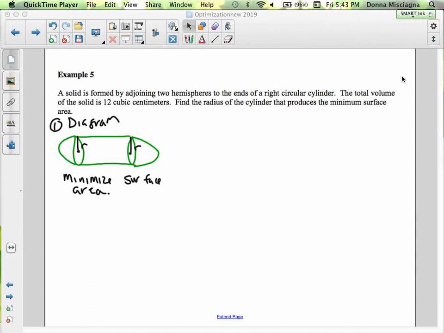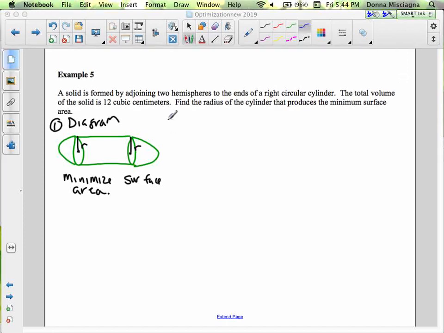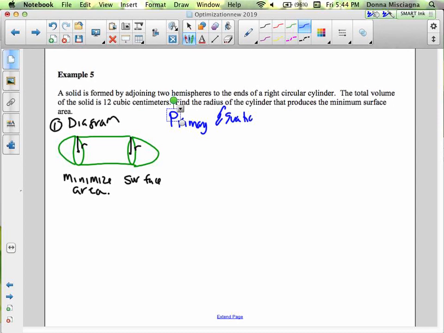surface area. Right, so I started my diagram there, and I wrote what we wanted to do. We wanted to minimize surface area. Notice that whatever the radius is for the hemispheres, it's the same as the radius for the cylinder, right? So that stays the same. Let's start our primary equation over here, and then we'll go to our secondary equations to help us simplify.